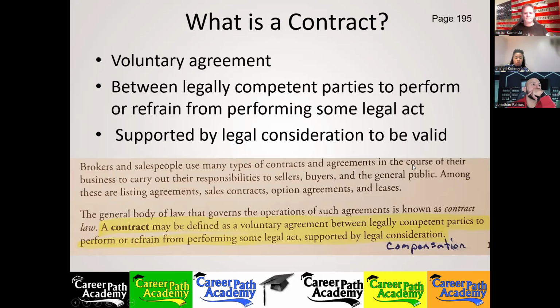All right. So you guys got this highlighted? That little note down there? Consideration is actually compensation, the compensation that is given or earned.